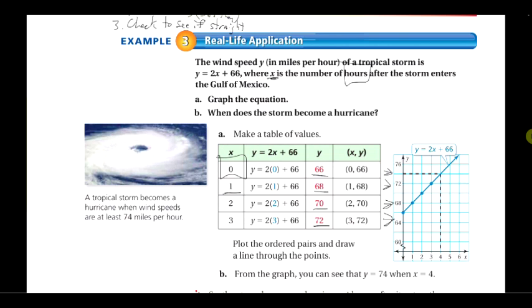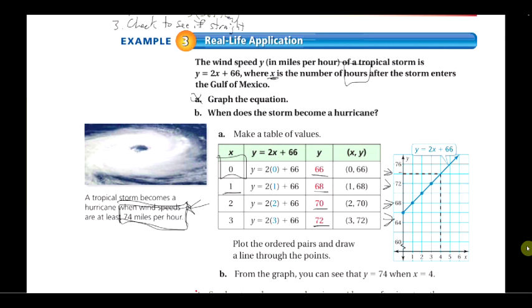Check 1. So you can cross off A off your list. And for B, they say, if you see here on the left of the screen, that a tropical storm becomes a hurricane when the wind speeds are at least 74 miles an hour. Aye, aye, Captain, it's going to be a hurricane. And they want to know, when exactly does this storm become a hurricane, or when does the wind speed get to 74 miles an hour?